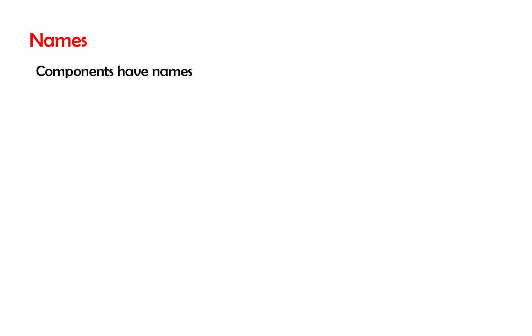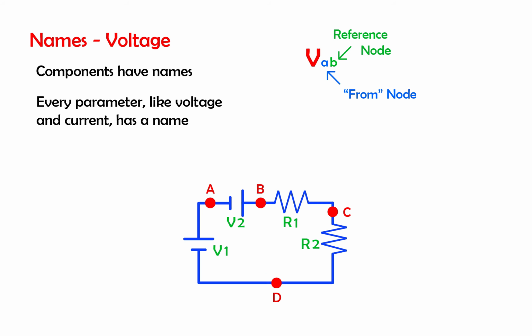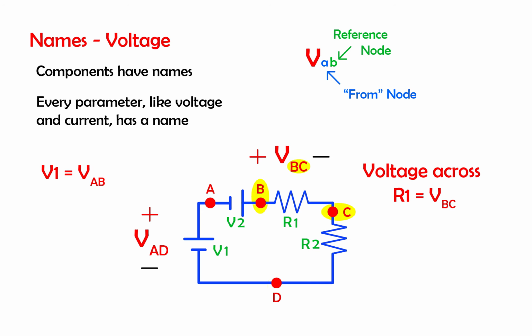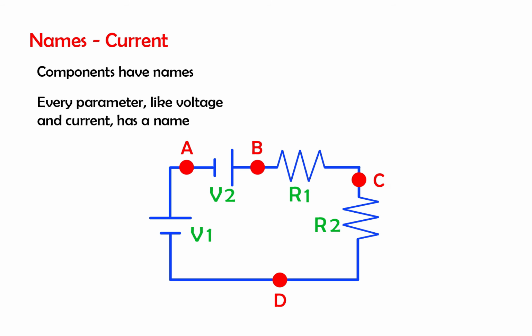Components are not the only things in circuits that have names. In fact, every single parameter, like voltage and current, has a name. In our first video, we showed that the voltage between two nodes is named by the letter V, followed by the from node to the reference node. If we add node names to our schematic, we can see that the voltage of battery V1 is VAD and the voltage across R1 is VBC. For naming currents, the letter I is used. For instance, we can say that the current flowing through R2 is I5.